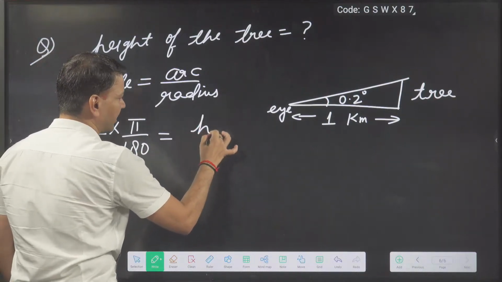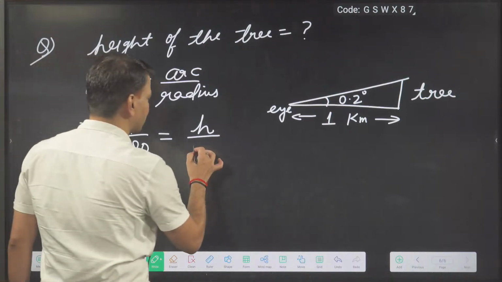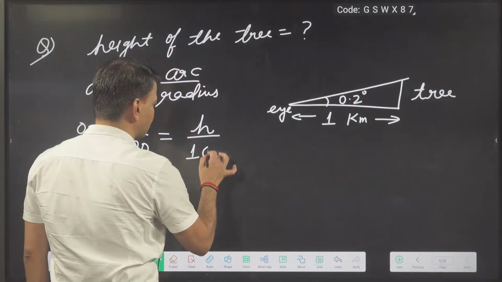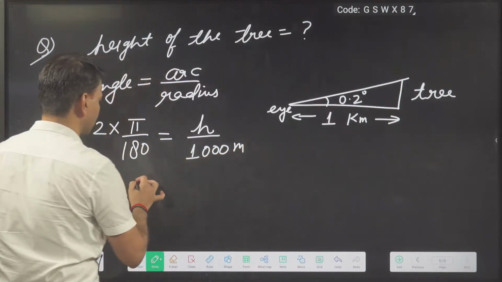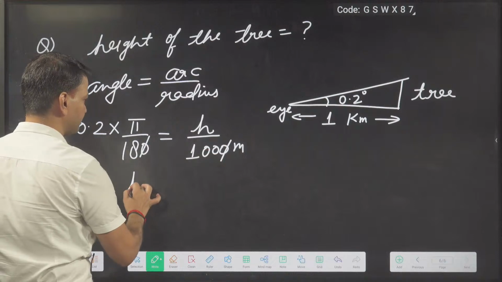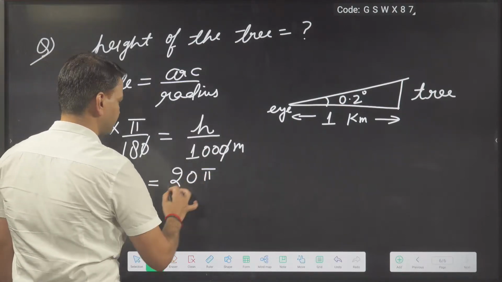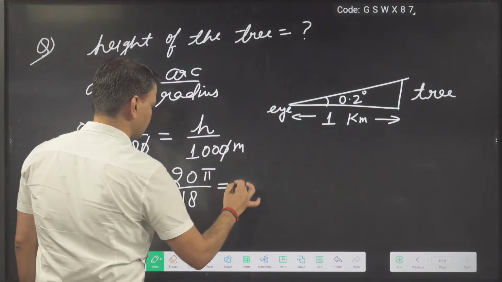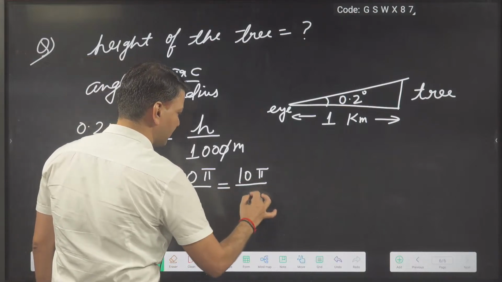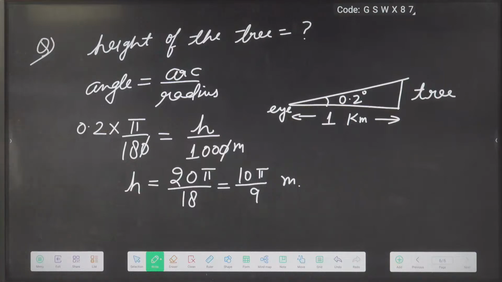Arc means straight length, height, because arc and straight length we can take both equal, upon radius. Radius is what? 1 kilometer, you can write 1000 meter. Now cross multiply and you will get the answer: pi by 9, and the unit you will get is meter. Completed.